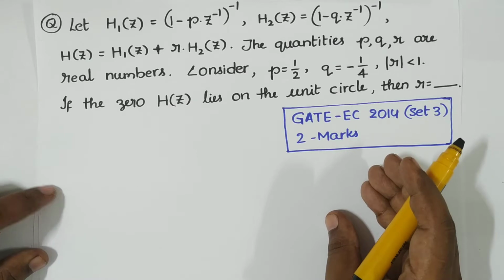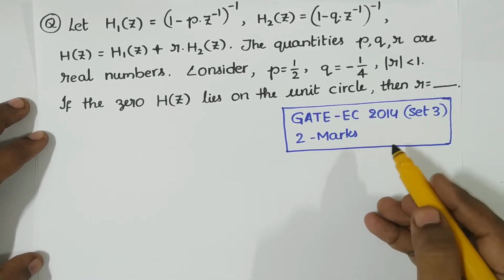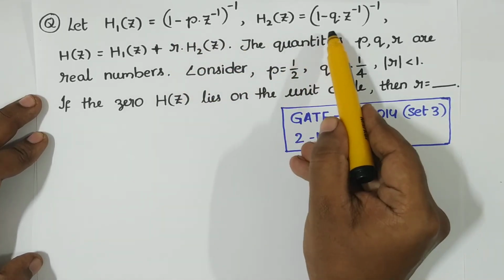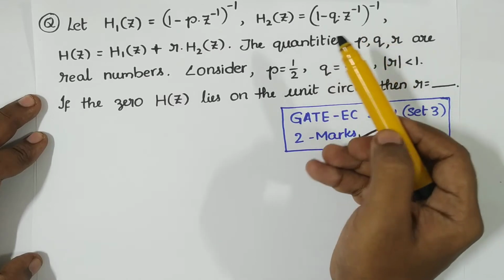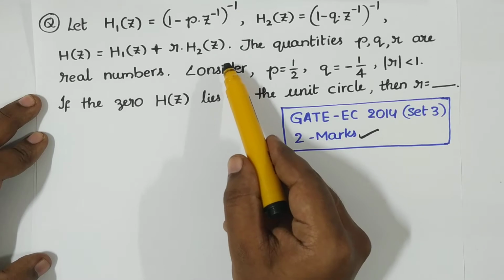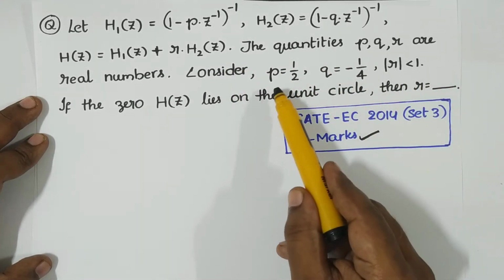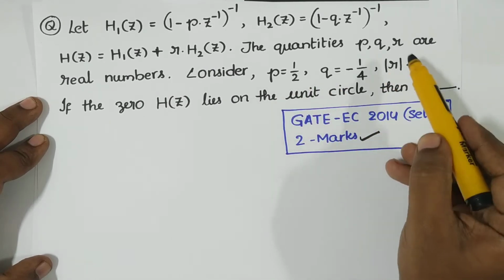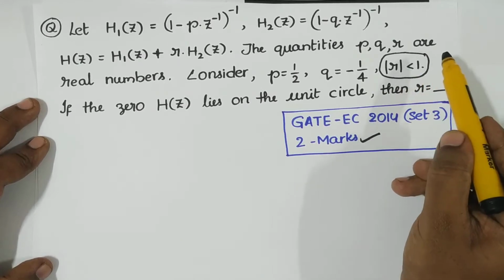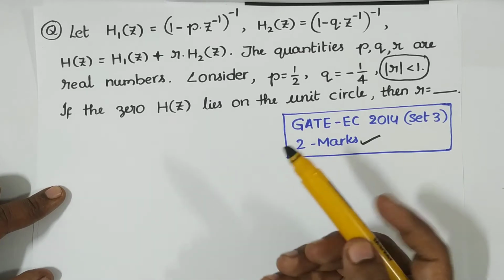So in that scenario, say you have a question like this asked in GATE ECE 2014 set 3 for 2 marks. Let H1 of z equal to this, H2 of z is (1 minus q z inverse) whole inverse. Now H of z is given like this, a linear combination. The quantities p, q, r are real numbers. So p and q are given, provided modulus of r must be less than 1. Now if the zero of H of z lies on the unit circle, then r equals what?